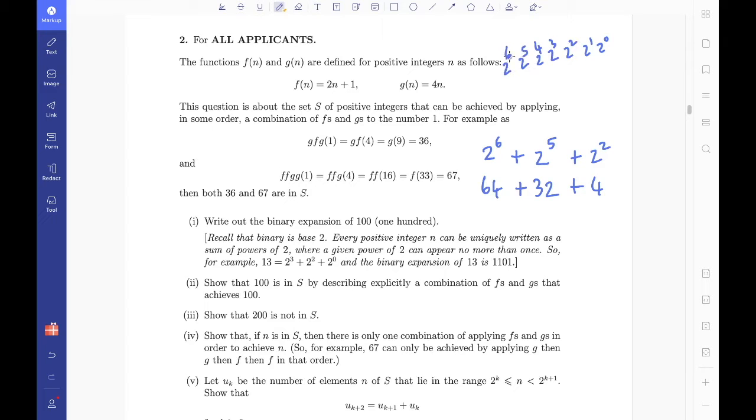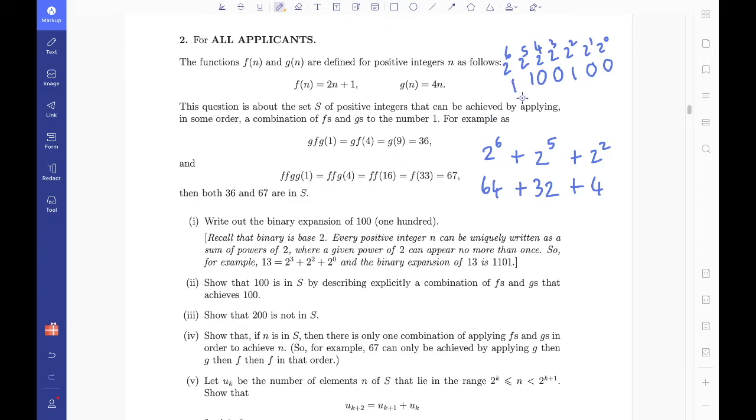So we don't have a 2 to the 0. We don't need to add on 1. In fact, you put a 1 in this column for any odd number and a 0 for any even number. So we don't need the 1. We didn't add 2, so we need a 0 there. We did add 4 though, so that's where we put a 1. We didn't add 8. We didn't add 16. We did add 32, and we did add 64. Okay, so there is 100 in binary.